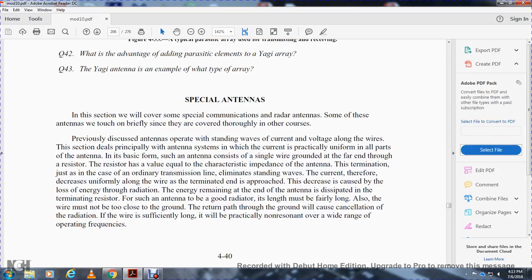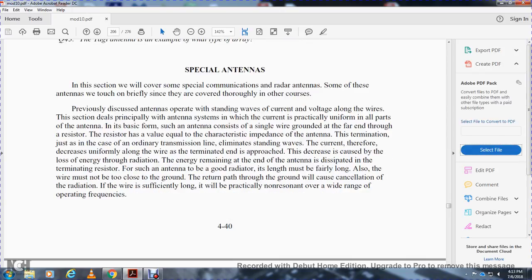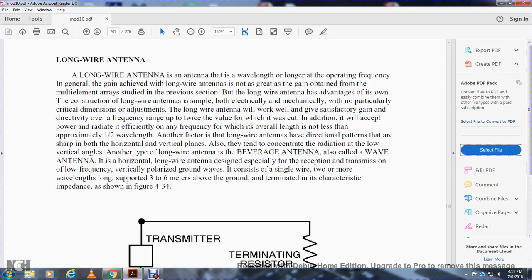The length of the wire must be fairly long. Also, the wire must not be too close to the ground. The return path through the ground would otherwise cancel the radiation of the wire. With a sufficient length, it will be practically non-resonant over a wide range of operating frequencies. Long wire antenna.